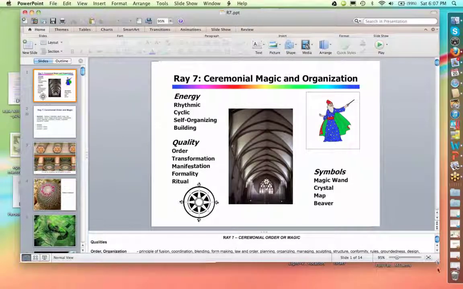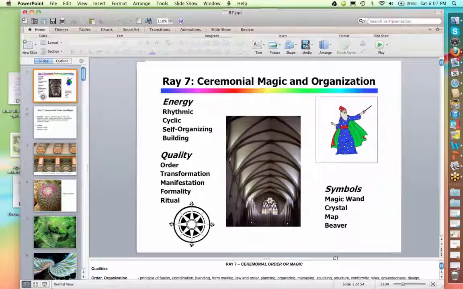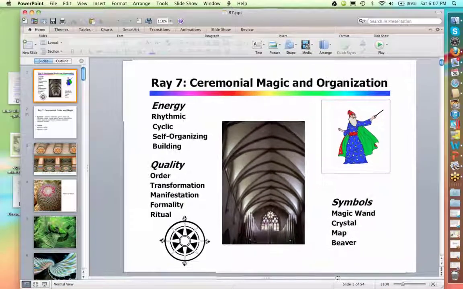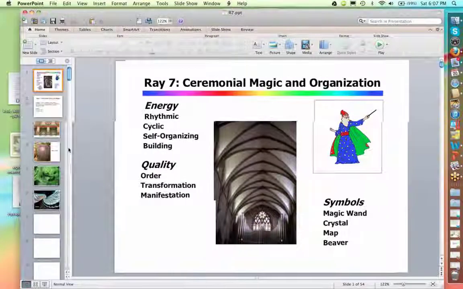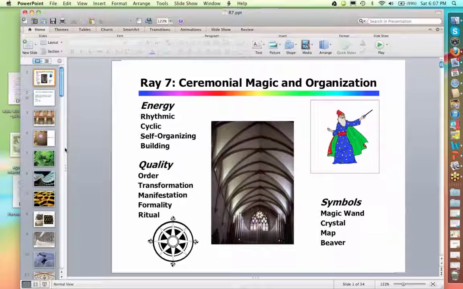Okay, we're on to the 7th ray. Again, it's a hardline ray. It's the ray of ceremonial, magic, and organization. It is the lowest. If you start with 1 at the top, 7 is the closest to the earth plane, closest to the plane of manifestation and physical plane life.